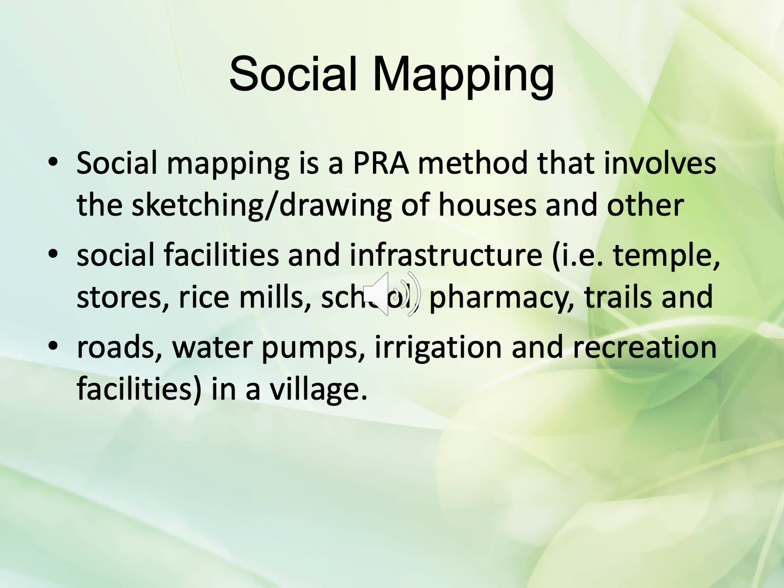Social mapping is a PRA method that involves sketching of houses and other social facilities and infrastructure. Now, examples of these facilities and infrastructure are temple, stores, rice mills, school, pharmacy, trails, roads, water pumps, irrigation and recreation facilities in a village.